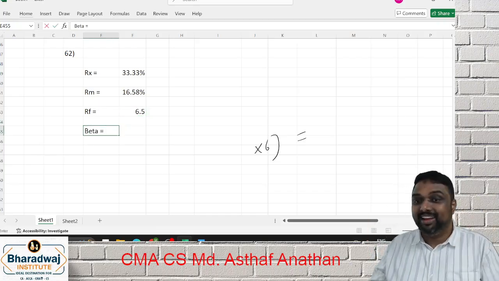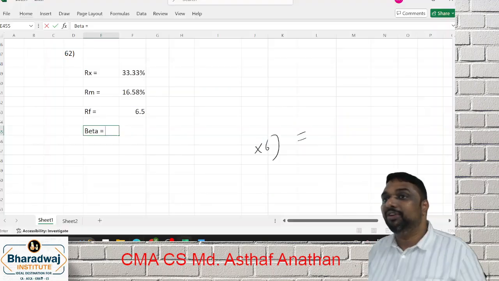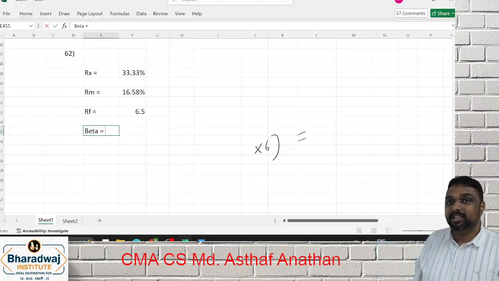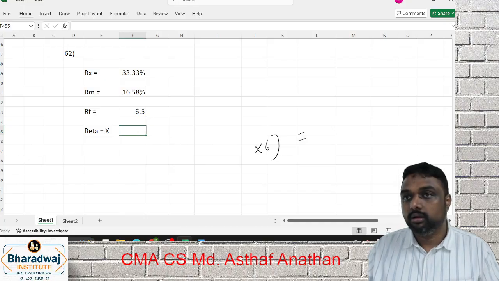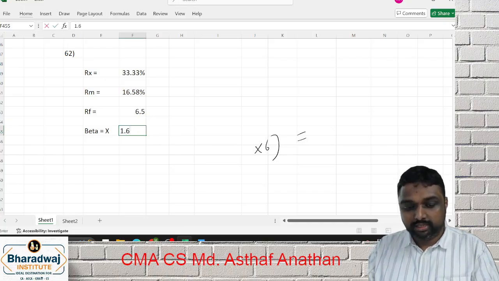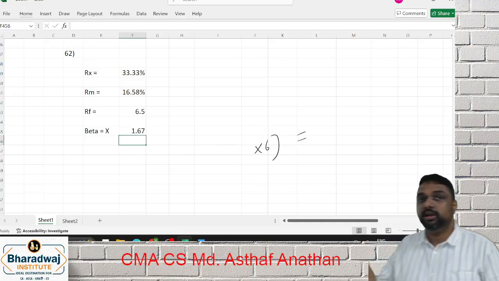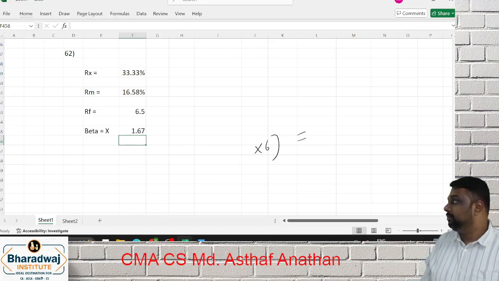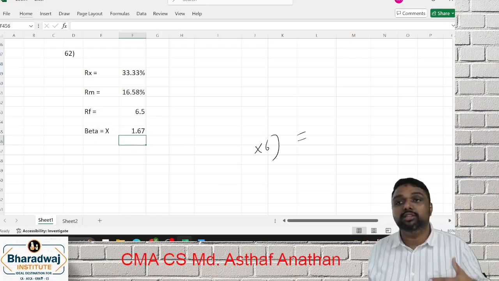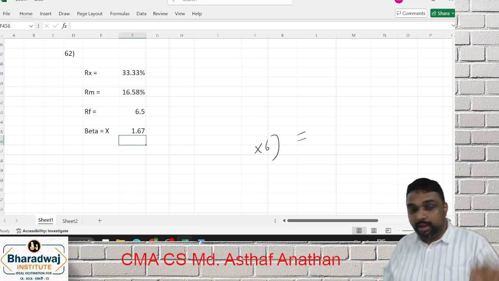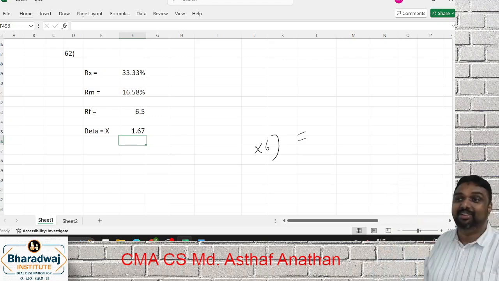Beta is not given. You have the data. You have to find out the covariance divided by market variance. Accordingly, you will get beta of x as what? 1.67. You will get beta as what? 1 point something. Small decimal correction may be there. So this you know. We have already discussed this. We know how to find this out. We revised today also. My point is, we are only doing the arbitrage discussion.